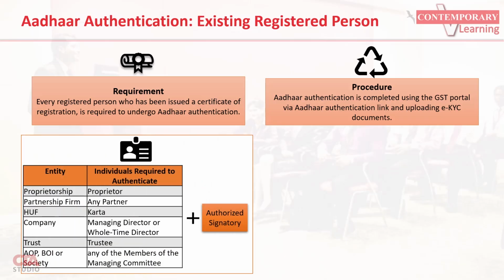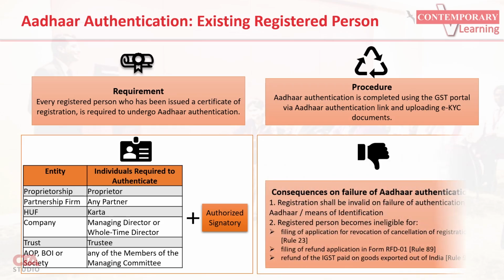Entity-wise requirements. Different types of entities have different persons who need to authenticate. Proprietorship, proprietor. Partnership firm, any partner. HUF, Karta. Company, managing director or whole-time director. Trust, trustee. AOP, BOI or society, any of the members of the managing committee.